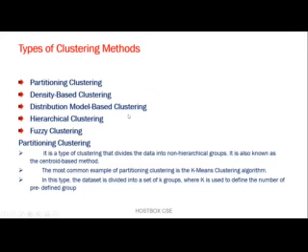Here the data set is clustered into a set of groups. Moreover, we can explain the clustering with the help of the term called K.